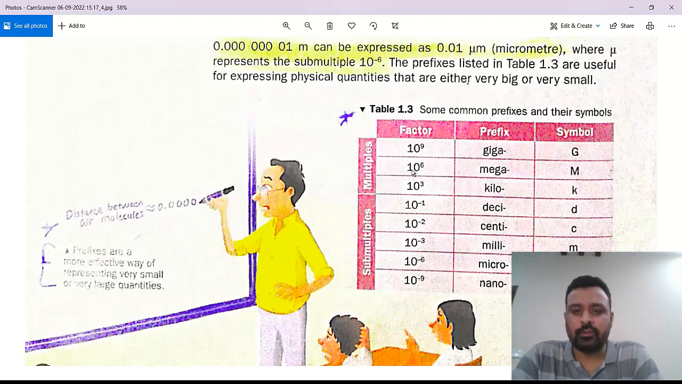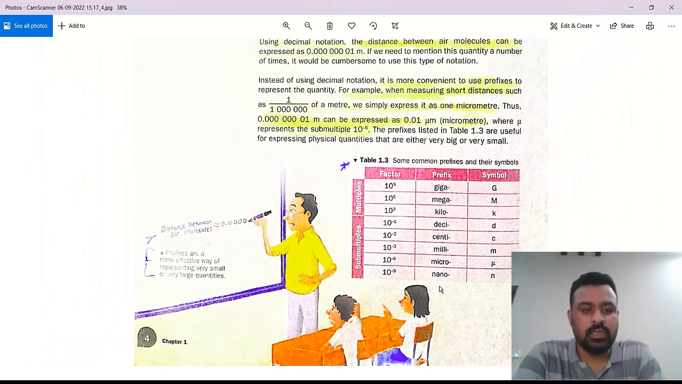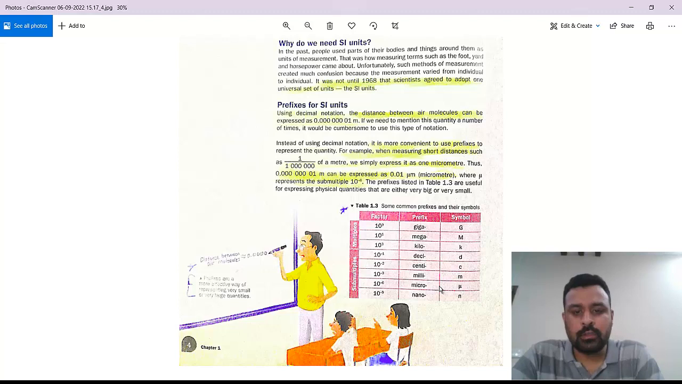Giga is 10 raised to power 9, mega 10 raised to power 6, kilo 10 raised to power 3, deci 10 raised to power -1, centi 10 raised to power -2, milli 10 raised to power -3, micro 10 raised to power -6, nano 10 raised to power -9. So this is how smaller or larger values are expressed. It's a very helpful notation when we want to express small values or larger values, instead of representing them in the simple straightforward notation, we express them in the form of prefixes.